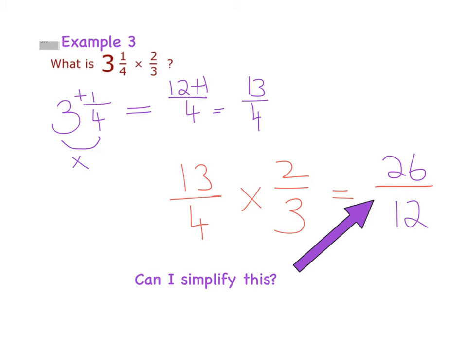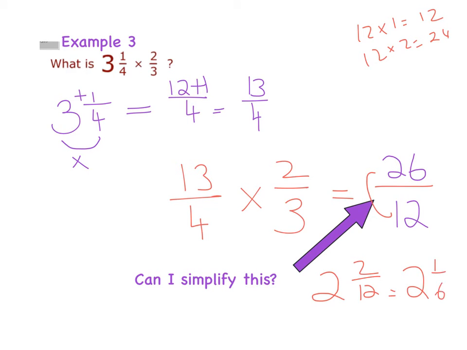Okay, now I'm going to ask myself again, can I simplify this? And of course, this is what we call an improper fraction, a top-heavy fraction. And so I can write it as a mixed number, and I just ask myself, how many times does 12 go into 26? And it goes in twice. And then I ask myself, if it goes in twice, what's left over? I know 12 times 1 is 12, and 12 times 2 is 24, which means there's 2 left over, 2/12. And if I'm really awake, I can simplify that down to 2 1/6, because 2 goes into 2 once, and 2 goes into 12 6 times.